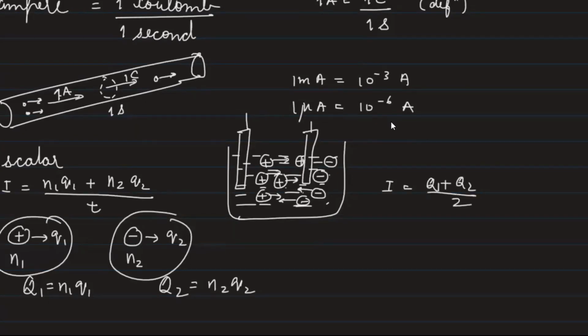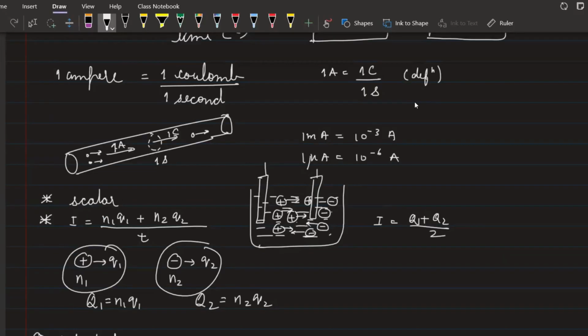Again, the same thing. Current is total charge upon time. The electric current is charge upon time. So how do you calculate the total charge? This is the total positive charge and this is the total negative charge. This is the number of positive ions multiplied by the charge of one positive ion. This is the number of negative ions multiplied by the charge on one negative ion.